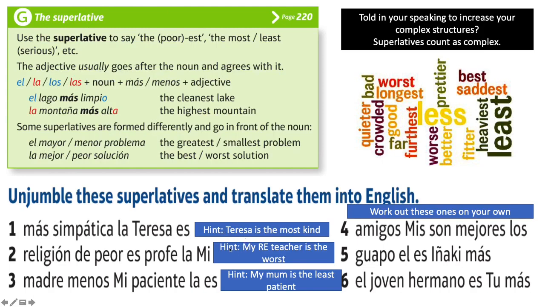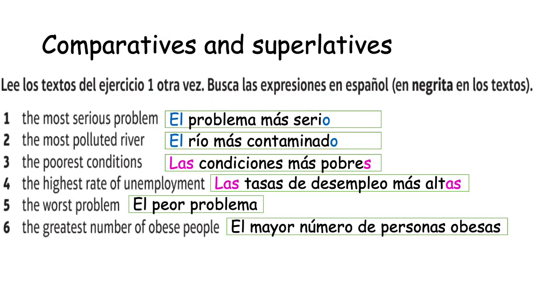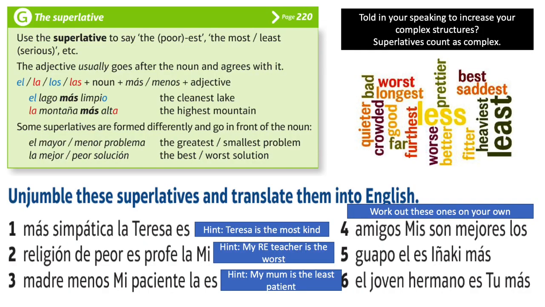Now, I've got some hints for the other two. My RE teacher is the worst. My mom is the least patient. Now, for 4, 5, 6, you have to do the same thing, but I'm not going to give you the hint. Just try to work it out yourself. Okay, so pause the video and I'll tell you the answers.